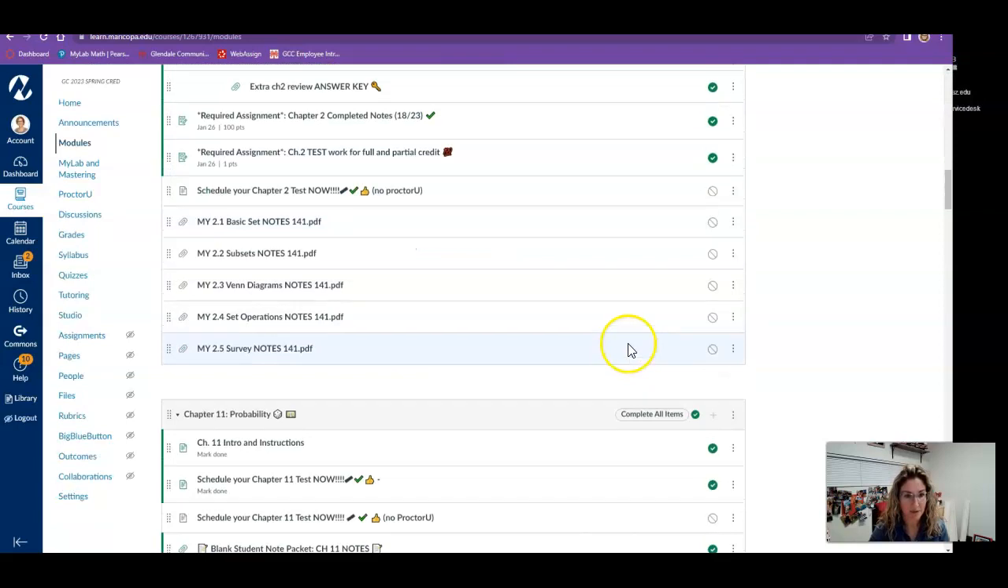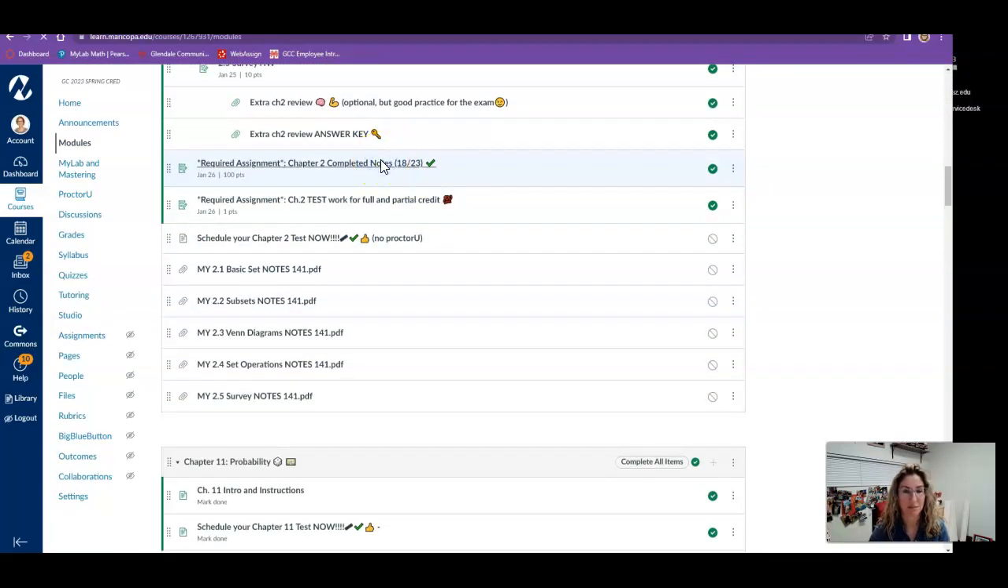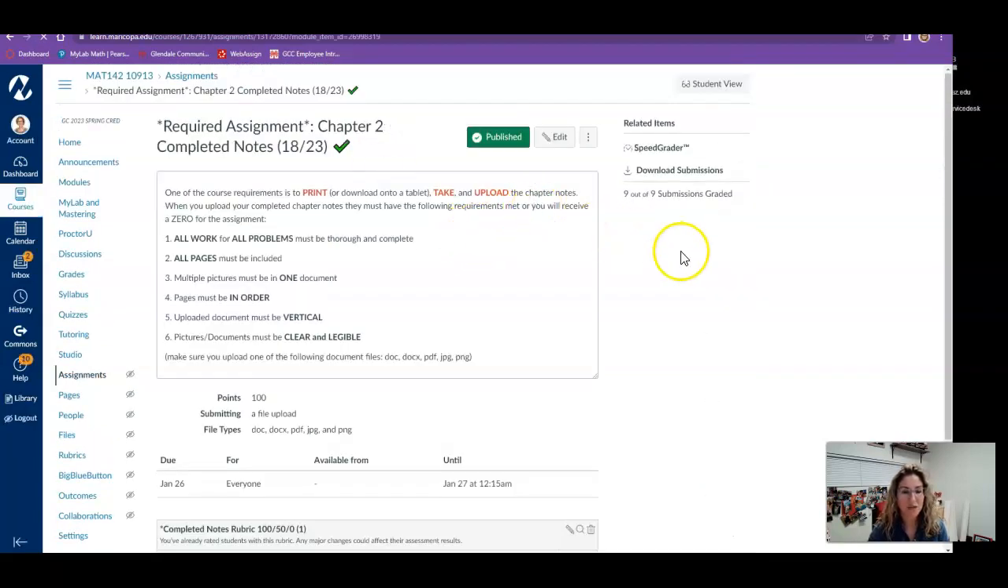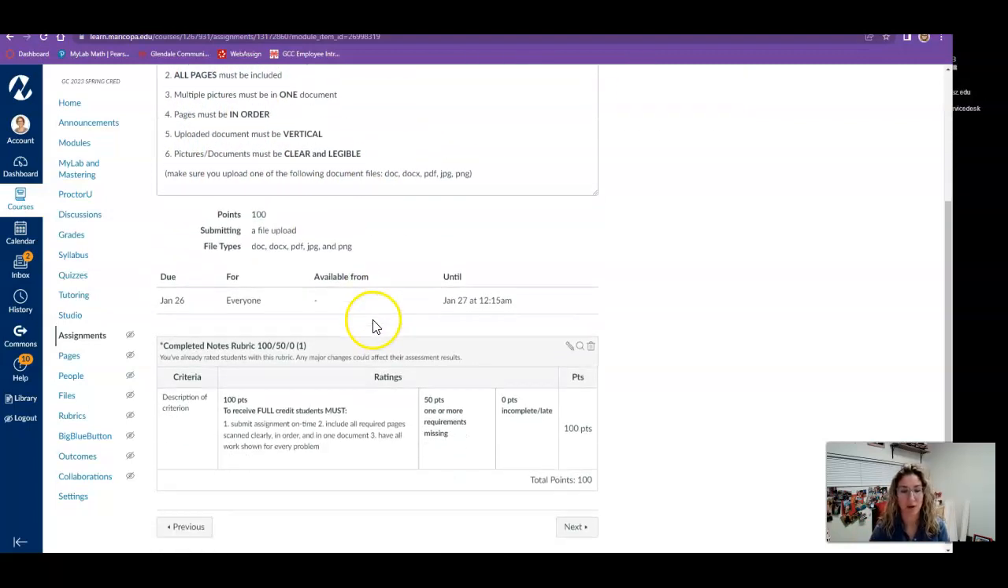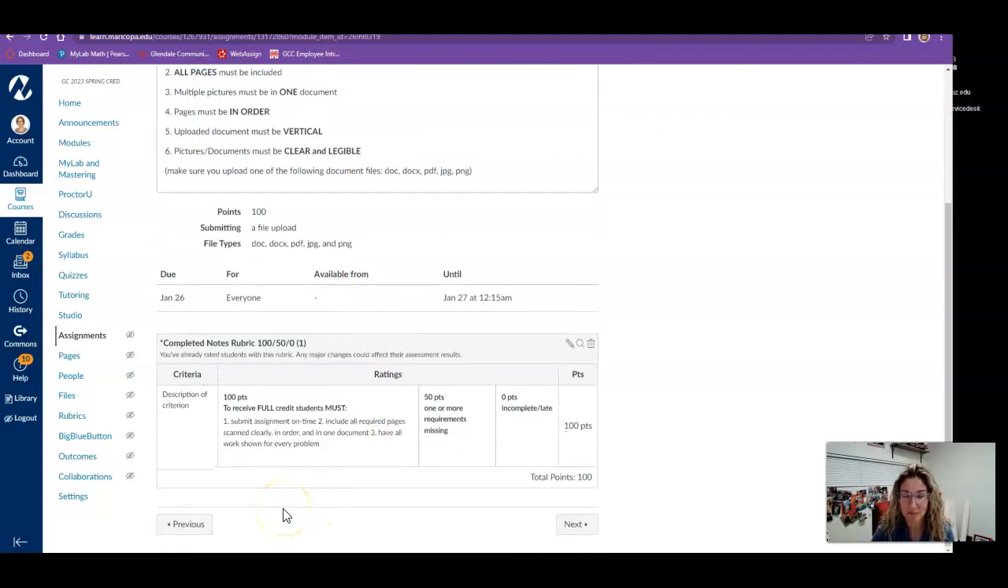In addition to that, when they submit their completed notes, in that assignment there is a rubric. So let me find my completed notes assignment. Not only do I have some checkmark things that they have to do, requirements that they have to meet before uploading their notes, I also have a very simple rubric.